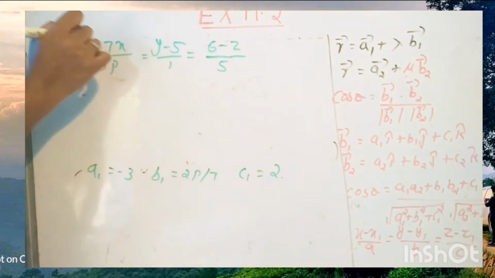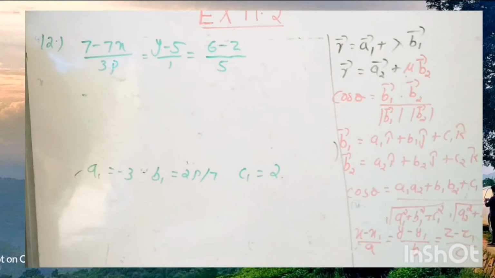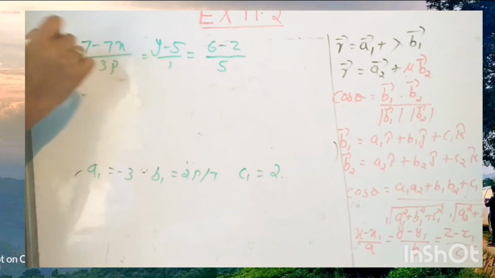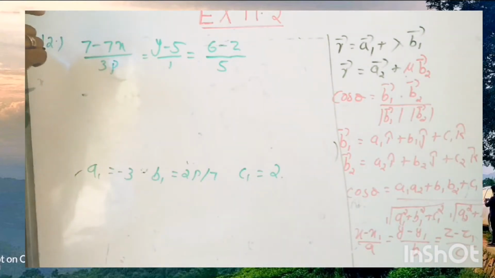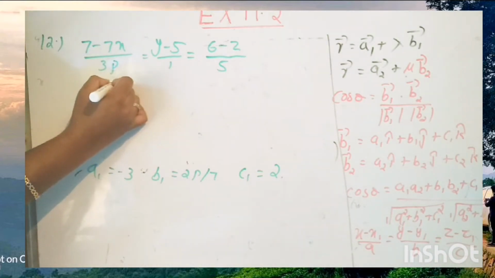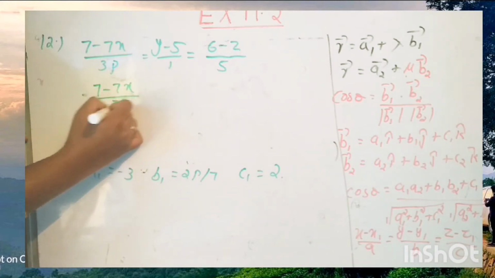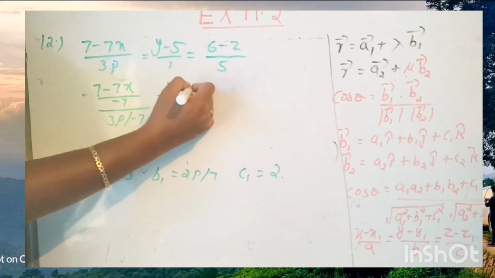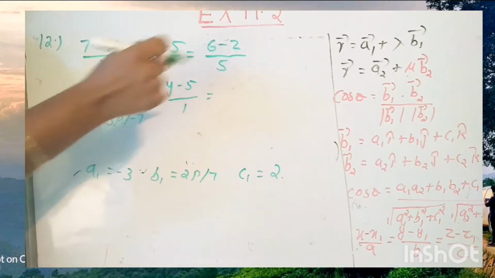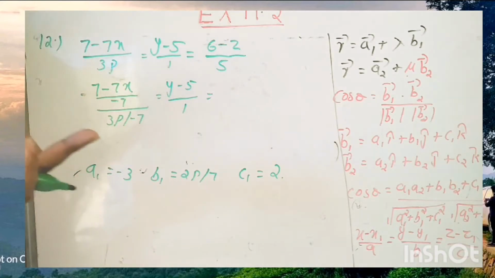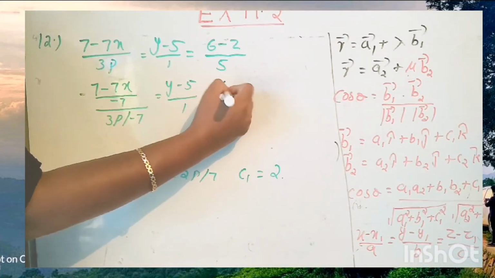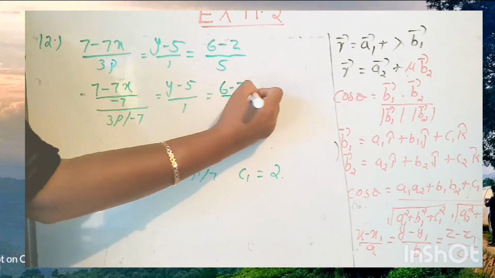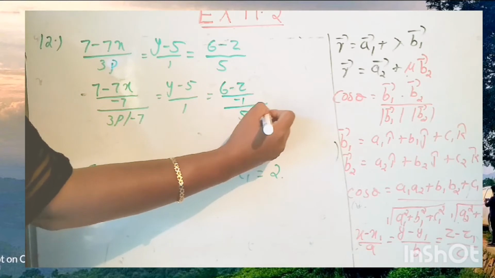Here the coefficient of x is minus 7. We need to make that coefficient plus 1, so just divide numerator and denominator by minus 7. 3p divided by minus 7 is equal to, the second one, no problem, no need to make changes, and the third one, the coefficient is minus 1. We need to make it 1, so just divide numerator and denominator by minus 1, giving 5 by minus 1.